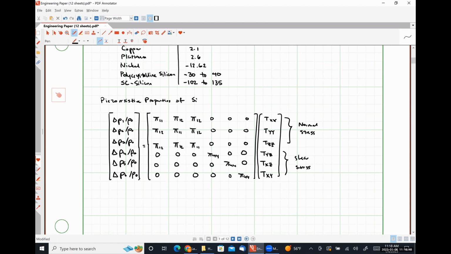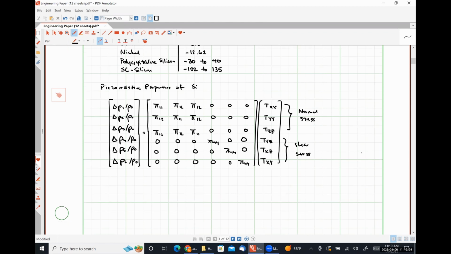All right, so from this relationship, we can see that there are really only 3 independent piezo-resistive coefficients that are telling us how this thing is going to behave. Pi 1,1, pi 1,2, and pi 4,4. These coefficients are not constant, but are influenced by dopant concentration, dopant type, and temperature.